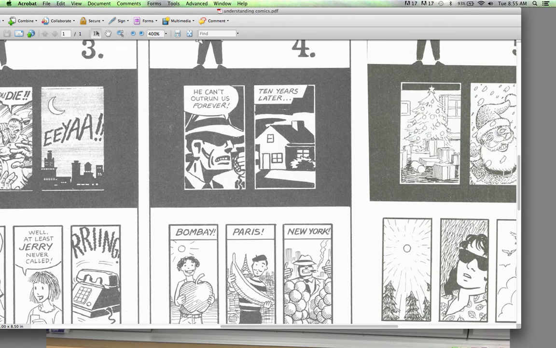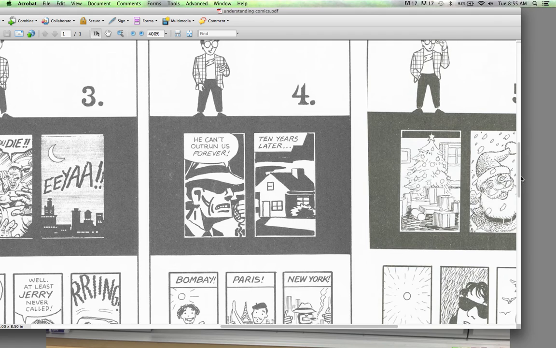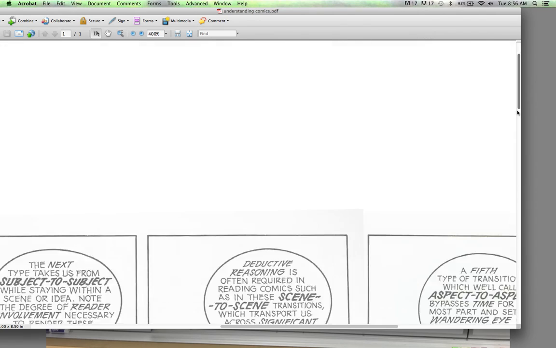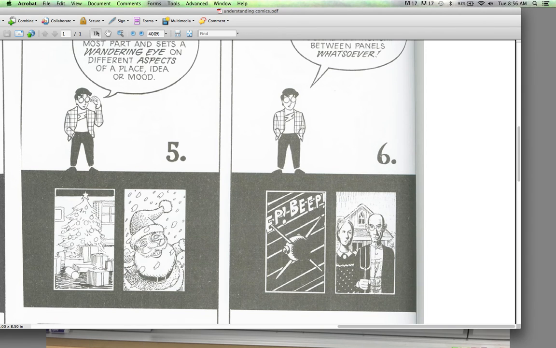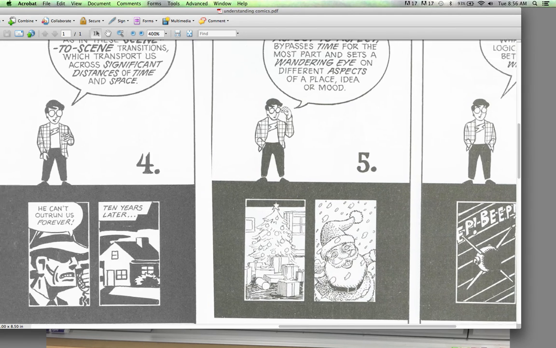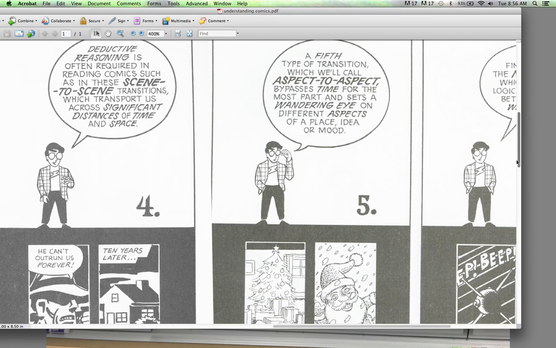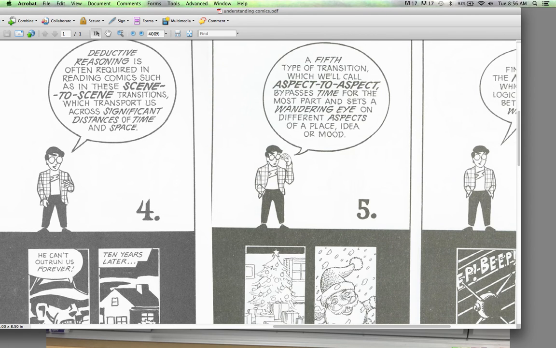Okay. Next, we're going to go to number 5. If I can get this to move up quickly enough. Hello. All right. So for number 5, we are dealing with what's called aspect to aspect. Aspect to aspect bypasses time, so it's not really an indicator. I'm sorry, let me read that again. A 5th type of transition, which we'll call aspect to aspect, bypasses time for the most part and sets a wandering eye on different aspects of a place, idea, or mood.